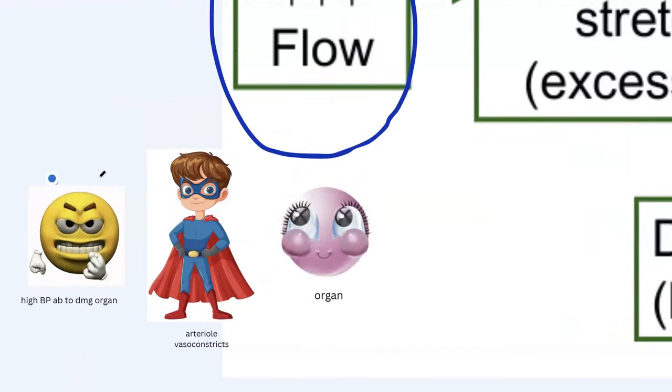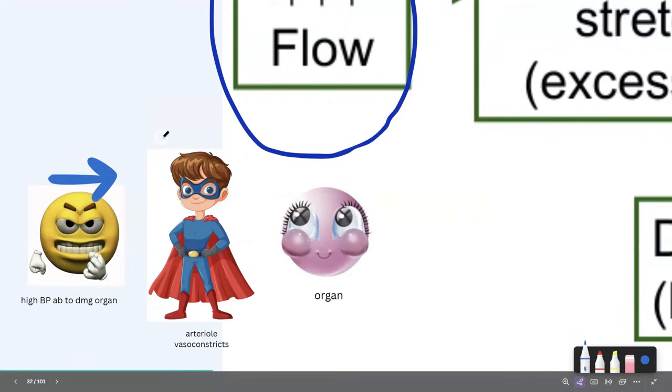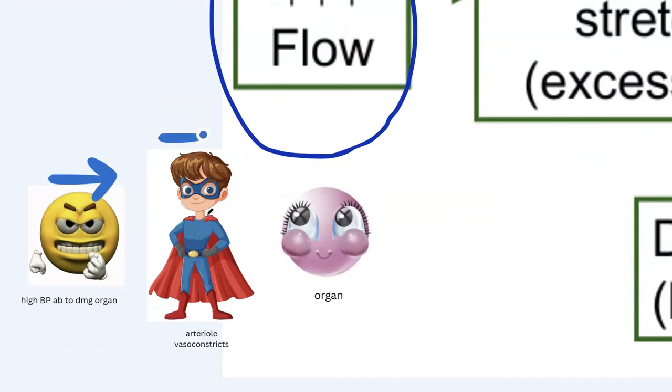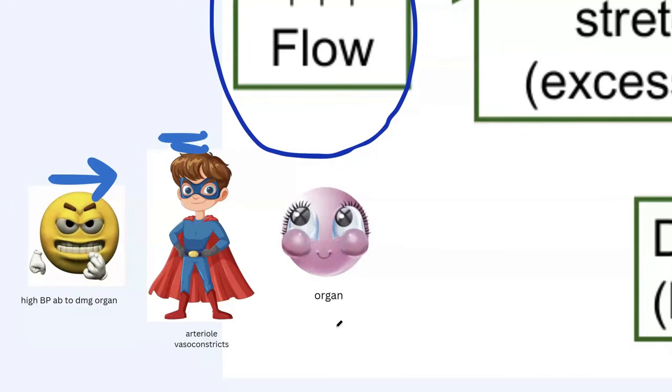This is the high blood pressure, it's coming. Okay. The arterioles are going to sense this. They're going to stretch. Stretch is going to cause depolarization, and they're going to vasoconstrict so that less blood is going to reach the organ because you don't need all that. It's going to damage the organ.